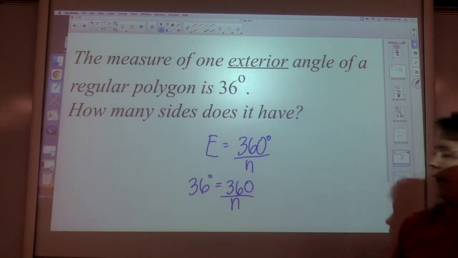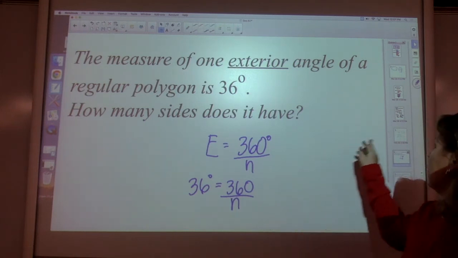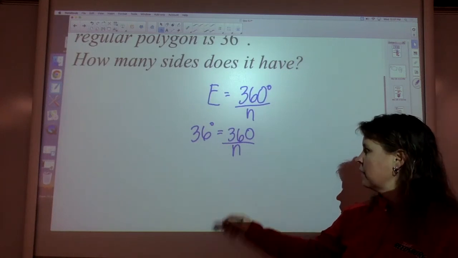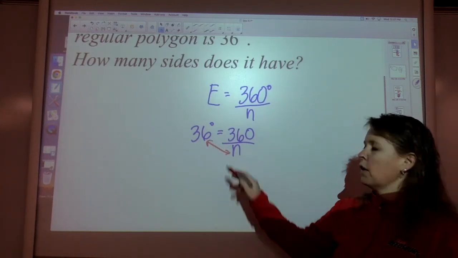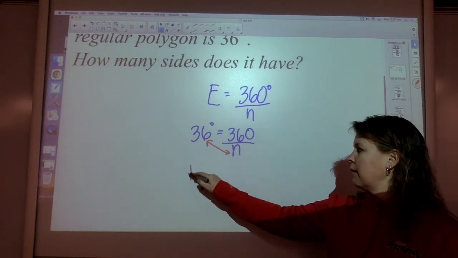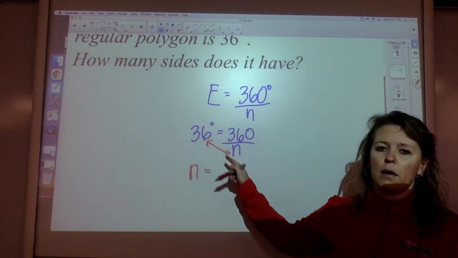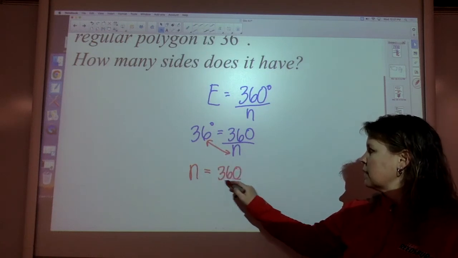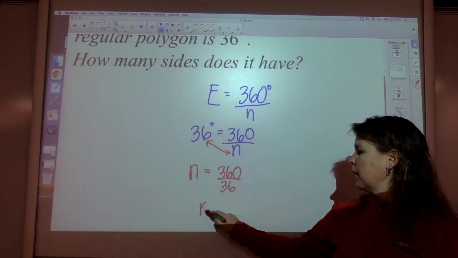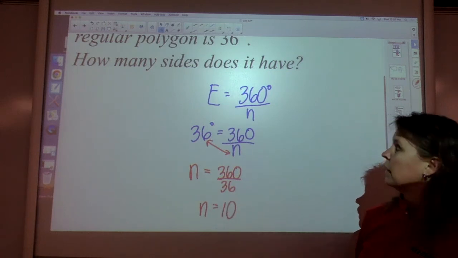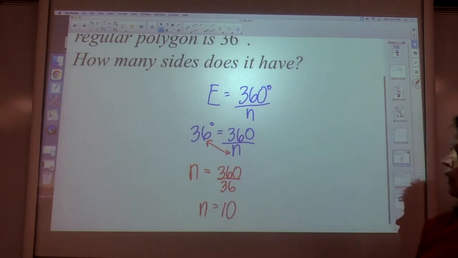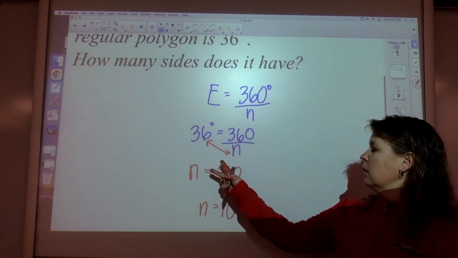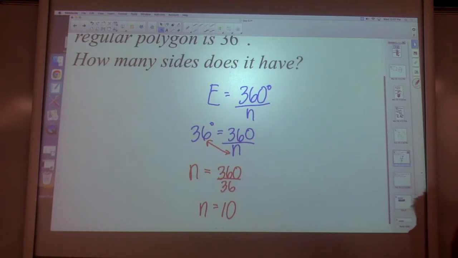I need to find n, and in the same way that we had issues in trigonometry that you couldn't have the variable in the denominator, we have the same issue here. You've got to switch places with those. Let's get the n up on top by cross multiplying, dividing kind of all in one step. If you take 360 divided by 36, you'll find out that it is a 10-sided figure. N equals 10. Pretty much one easy step. 360 divided by n. Change places to divide.